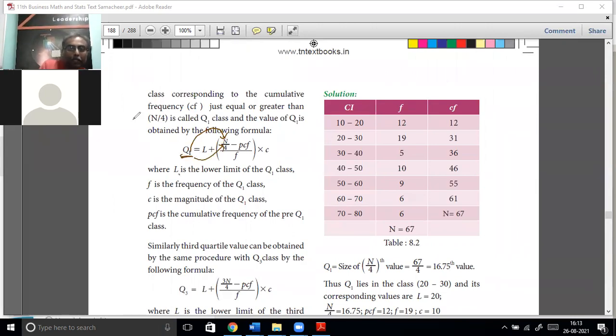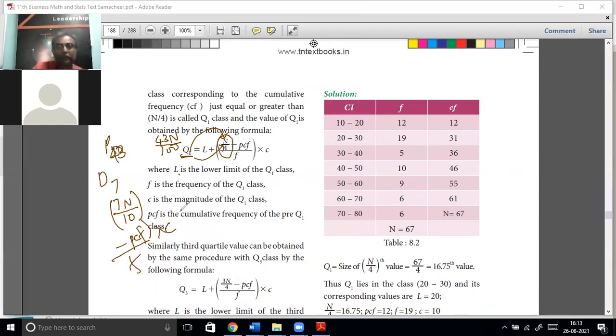If it were P43, let us say, then it will be 43n by 100. This alone will keep changing. Everything else will remain the same. Suppose you want to find out D7, then that part will be 7n by 10. That part alone changes. Everything else, minus PCF by F into C, will remain the same.